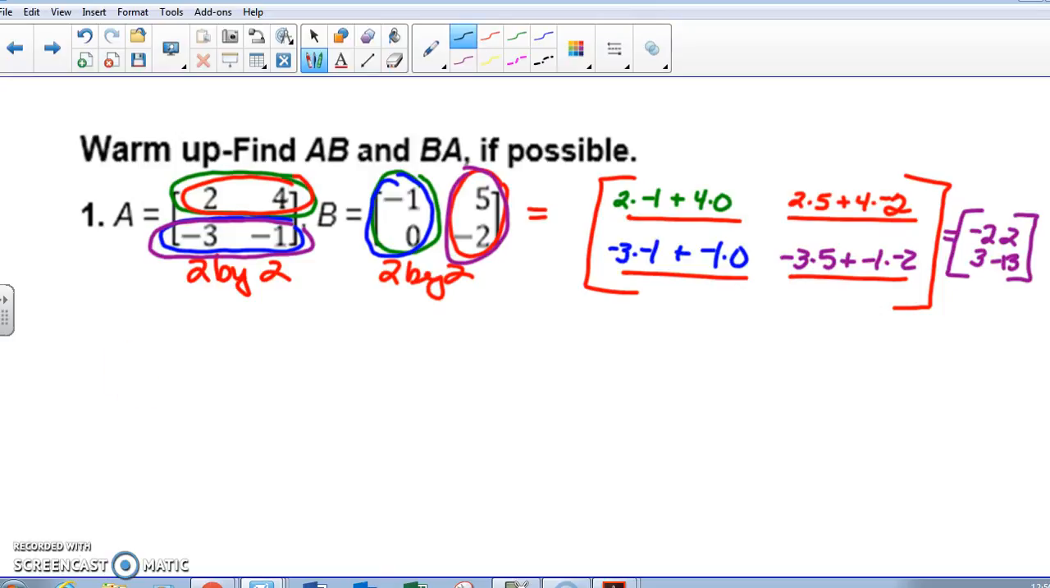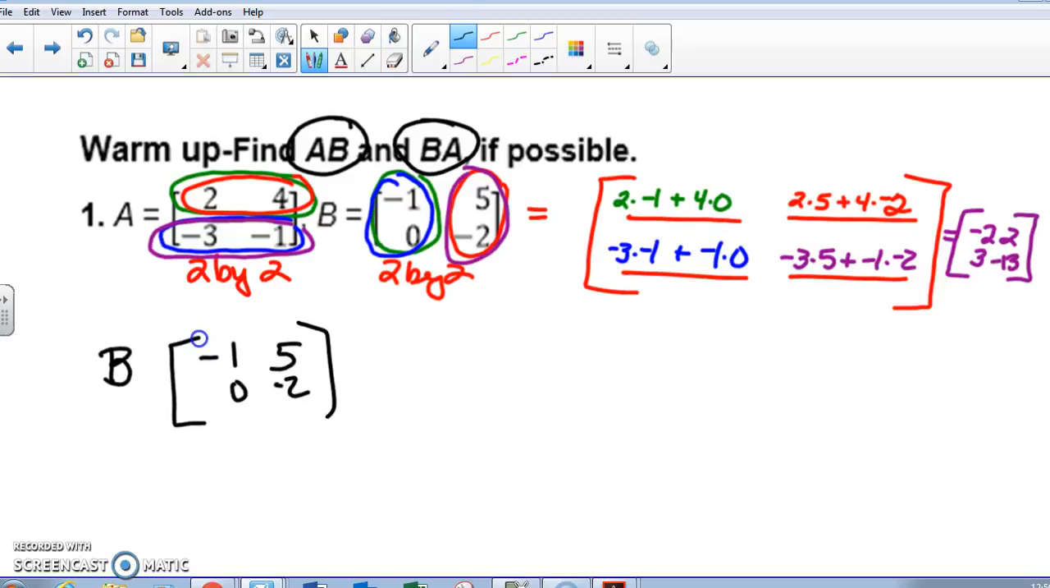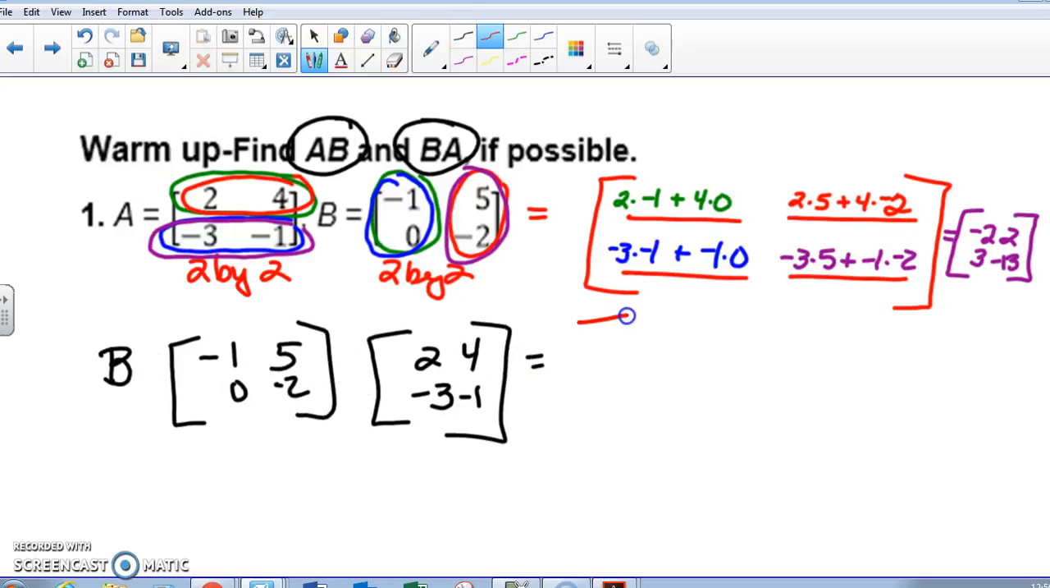All right. Matrix multiplication is not commutative, okay? It says find AB and BA if possible. If we switch the order and we write this one first, and then we write A, can we still do this? Yeah. Still 2 by 2 times a 2 by 2, okay? But it's not going to give us the same answer.